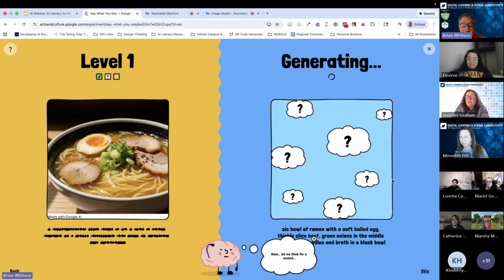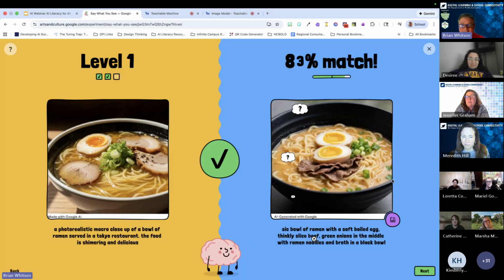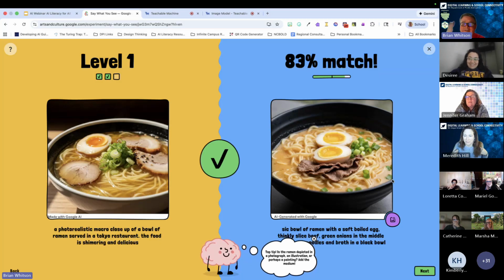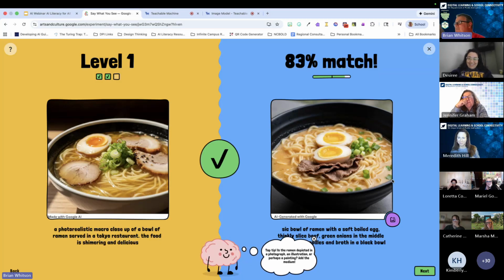Some people really focus on some of the details. So 83% match. That's pretty good, Desiree. I know that blue circle one gave us some trouble. All right, Dr. Blattner, 77%.